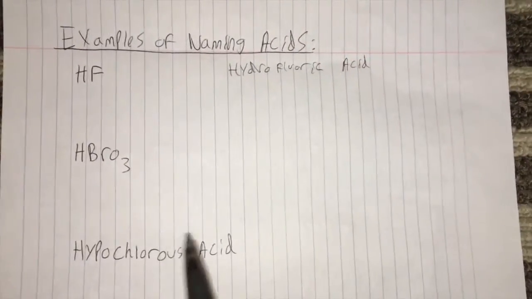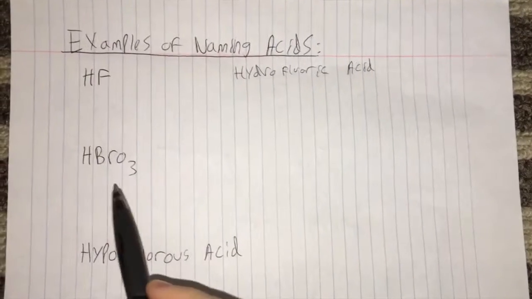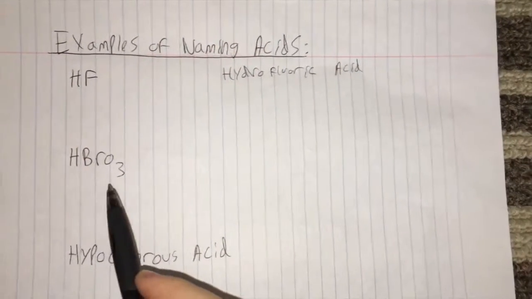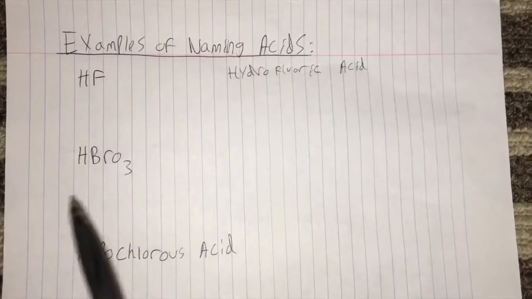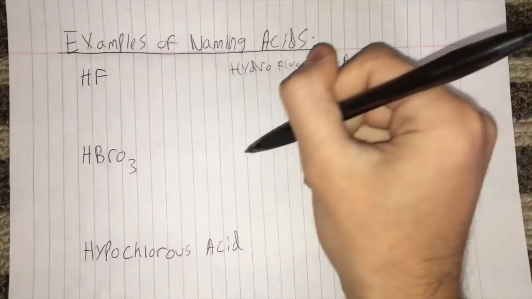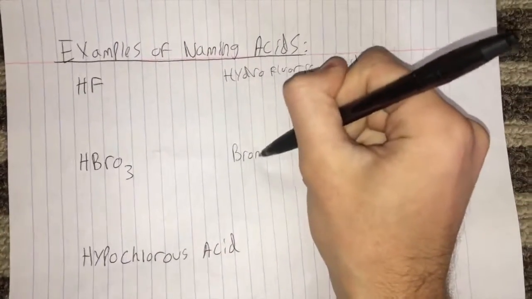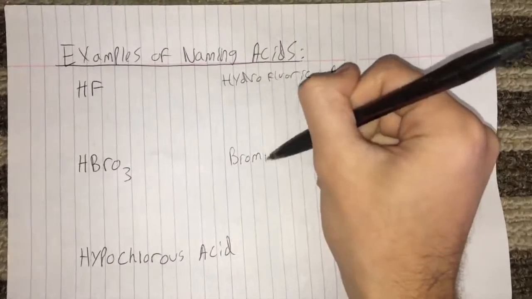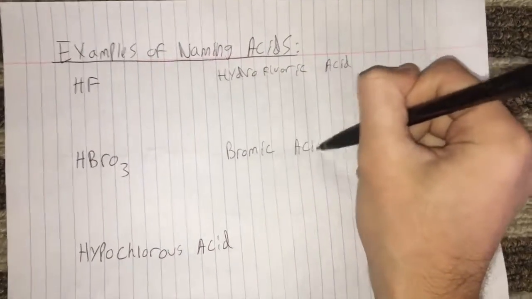This next one is an oxyacid, and we can tell because this is a polyatomic ion, bromate. So because of this, we're not going to include any prefix. We're just going to simply take the root word, brom, and we're going to add an -ic: bromic acid.